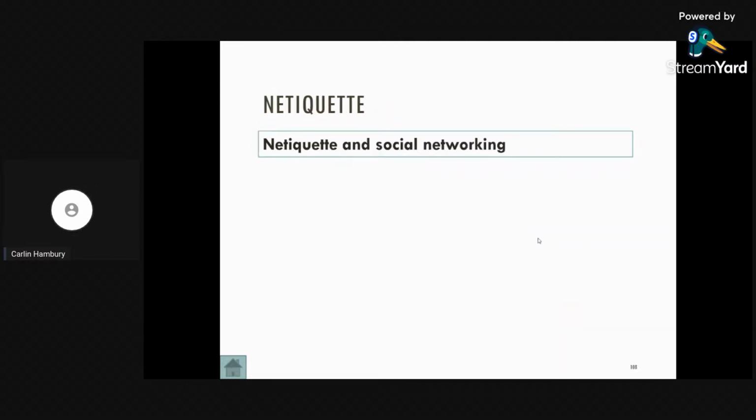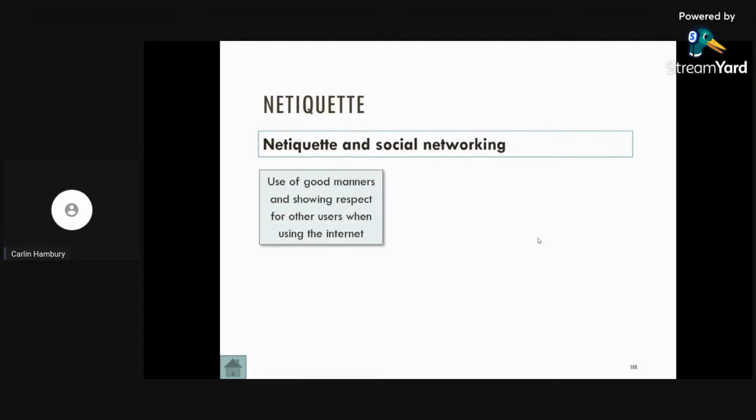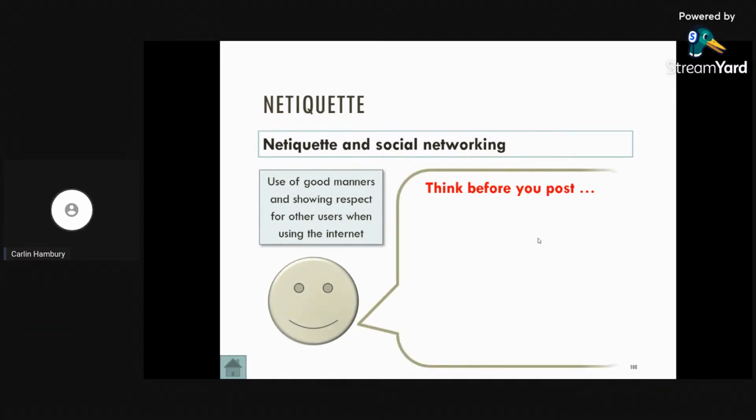Netiquette, very important word to know. So netiquette is how to conduct yourself on the internet, right? How to use good manners and show respect when using the internet. We all want to do that. So a guide is to think before you post. Would I be happy if this were placed on a public post?